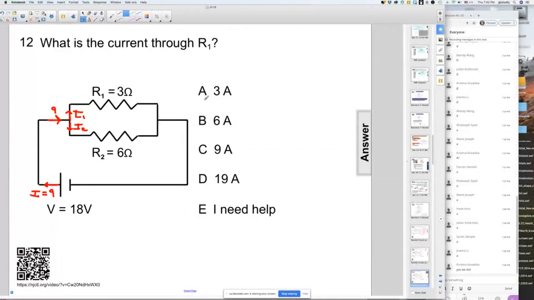Can anybody figure this out? So I1 is going to be the voltage across R1, which is the same as 18 volts. They both have the same voltage, divided by R1, which is, this is 18, and this is 3. So 6 amps will go up here. Out of this 9, 6. So you already know the answer to the next question. How much goes this way? Well, the rest of it, which is 3 amps.